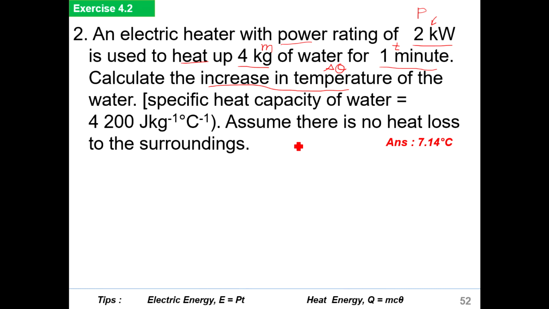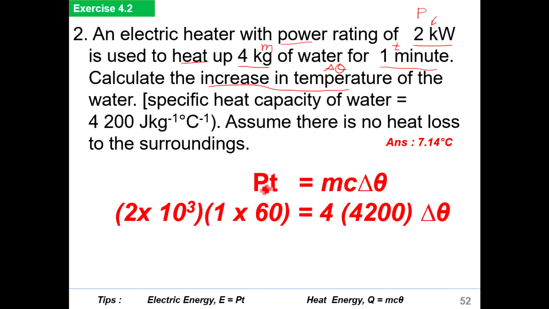To solve this problem, which formula should you use? You can see now we have power, we have electric heater, heat up. So the change of energy will be from electrical energy to heat energy. So we need to use this formula. PT will be from the electrical energy and then change to heat energy. From here you can substitute correctly.